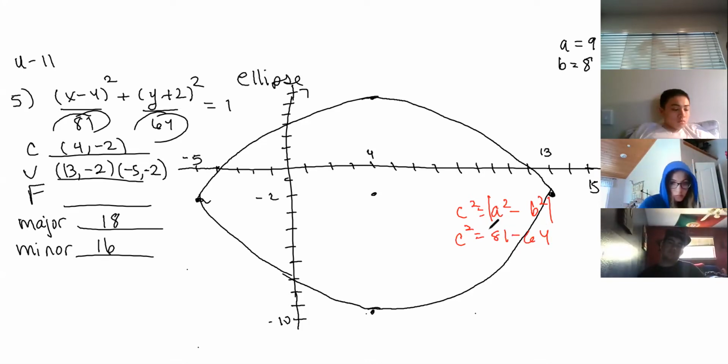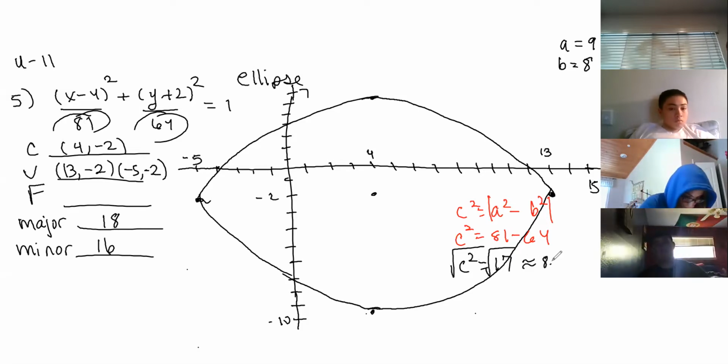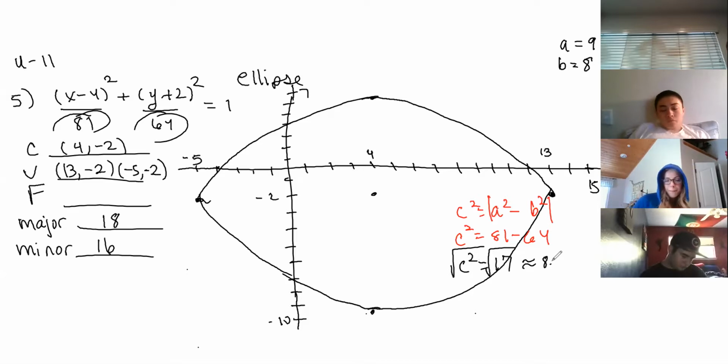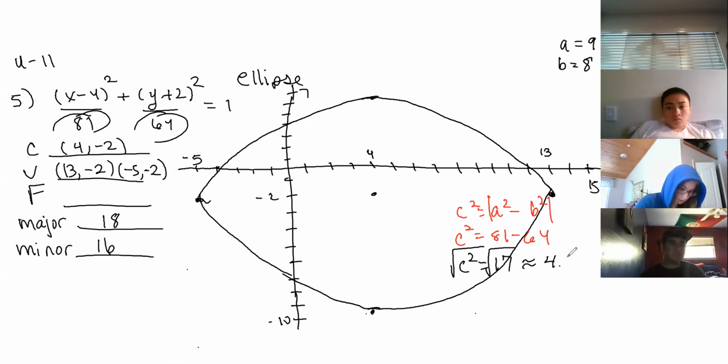And what is 81 minus 64? 17. Square root. So I'm going to go right and left, root 17. Root 17, if any of you with the calculator, would be 8 point what? Not 8 point, I'm sorry, 4 point what? .123. Okay, so we'll say 4.1. So I'm going to go right and left, 4.1, 1, 2, 3, 4.1, 1, 2, 3, 4.1.